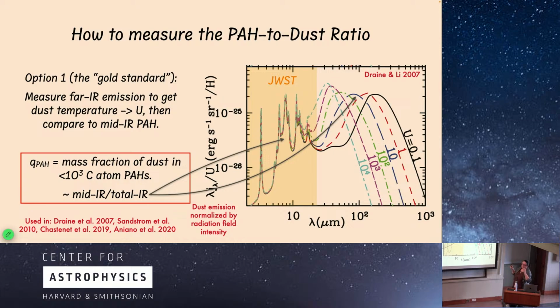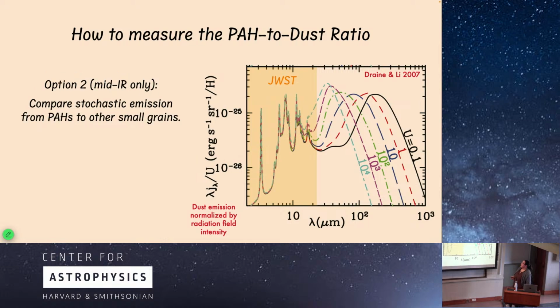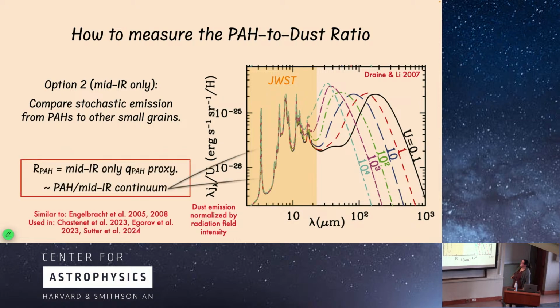The not quite as great, but still really useful version of this involves mid-infrared only, where we compare the stochastic emission of the PAHs to stochastic emission from other grains as well. At the longer wavelength side of this, at around 20 microns, there are small dust grains that are also stochastically heated, which we can use as a comparison basis. And this gets us a mid-infrared only tracer of the PAH fraction, which we call R_PAH. So why do we want to do this?